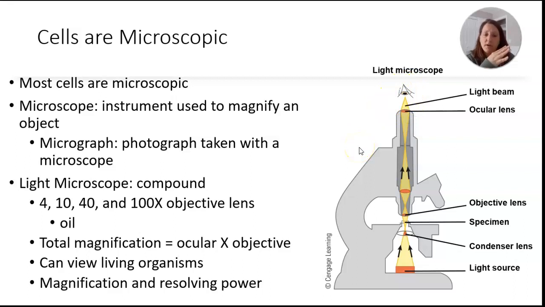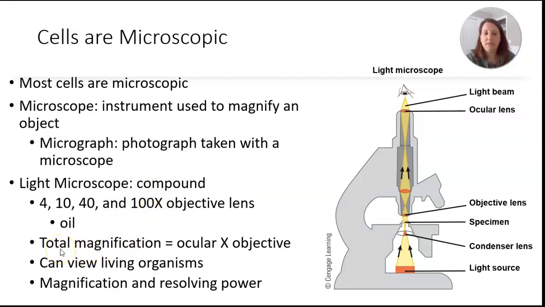Remember that there are 4 different objective lenses. The 4, the scanning lens, the 10, which is low power, the 40x, which is high dry, and then remember our scopes have the capacity to go up to 100x, but that last objective lens here requires immersion oil. So we don't use that in the lab, but just be aware that it's there.